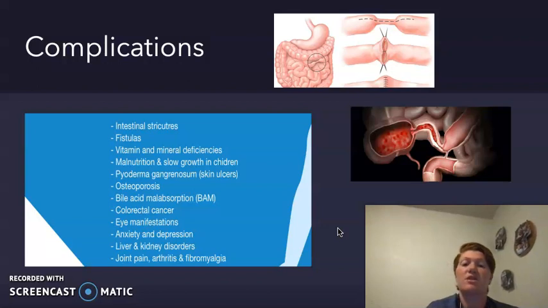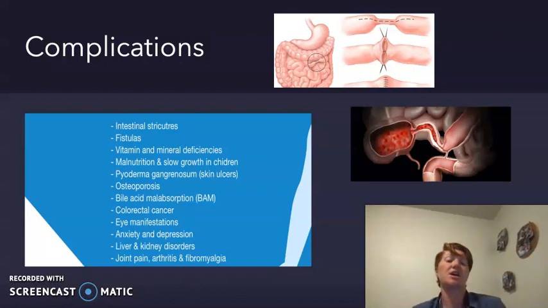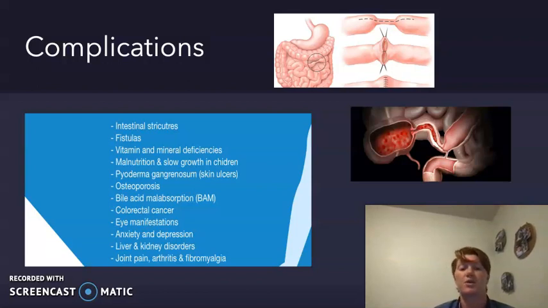Other complications include mineral and vitamin deficiencies, osteoporosis, colorectal cancer could also come from Crohn's disease if it is left untreated, anxiety and depression, and like I said in the symptoms, joint pain, arthritis, and then liver and kidney disorders. Something that isn't listed on here are blood clots, so blood clots could also come from Crohn's.